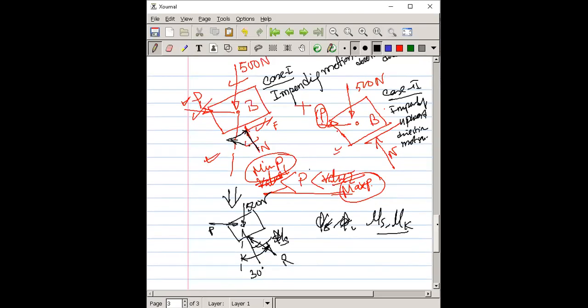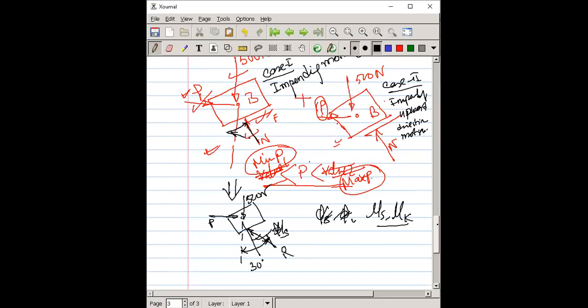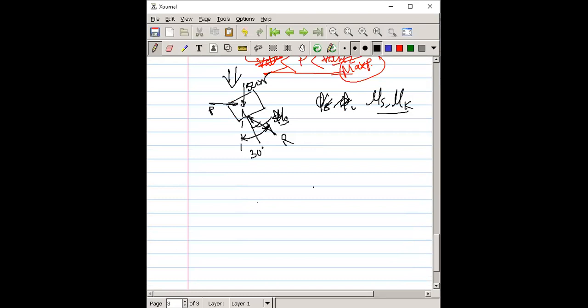So if it is impending in the upward direction and if it is impending in the downward direction, how do we solve that type of problem? See, this is your mu s, and I think you can easily understand if I write here that mu s is tan phi s. And mu k is F by N.